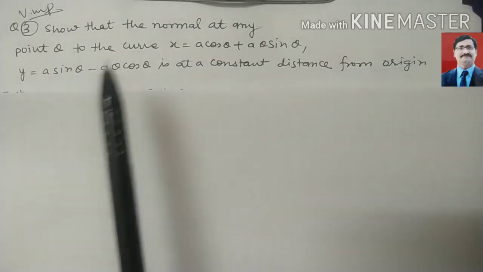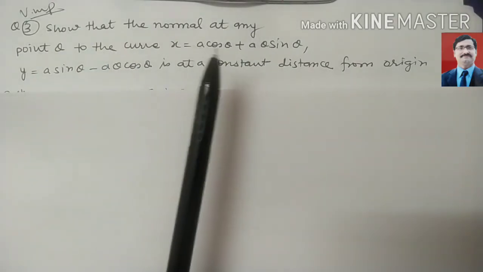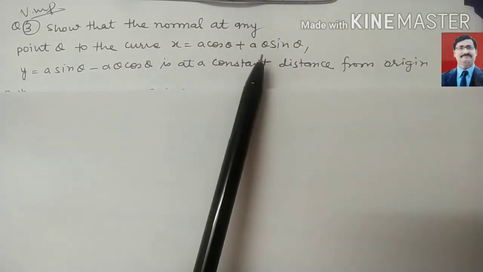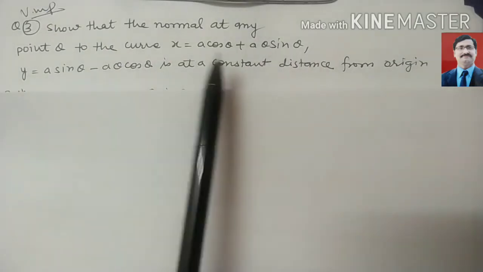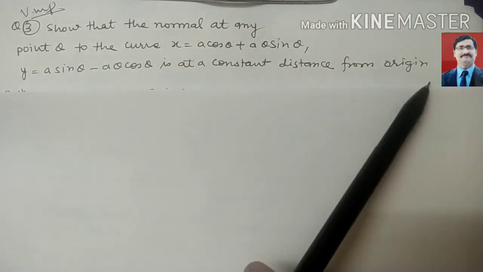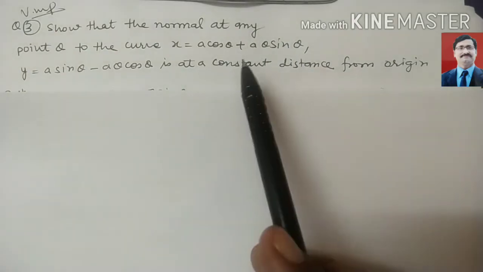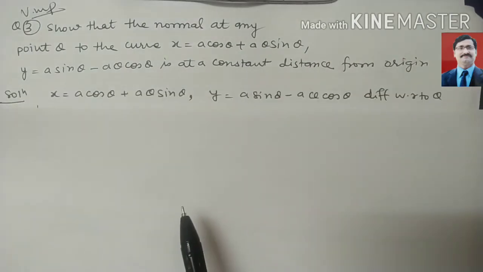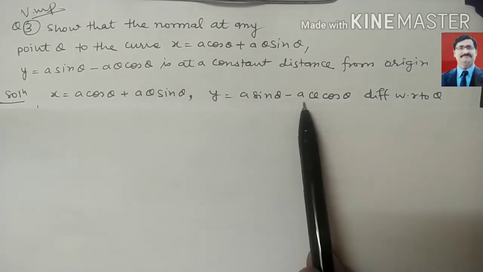Look at all of you, this is a very important question. Prove that the normal at any point theta to the curve x equal to a cos theta plus a theta sin theta, and y equal to a sin theta minus a theta cos theta, is at a constant distance from the origin. One curve is given to you, and the second is y equal to a sin theta minus a theta cos theta. We have to prove that the normal at this point is at a constant distance from the origin. This is given in parametric format, which means x and y both are given in terms of theta. So we write x equal to a cos theta plus a theta sin theta, and y equal to a sin theta minus a theta cos theta.